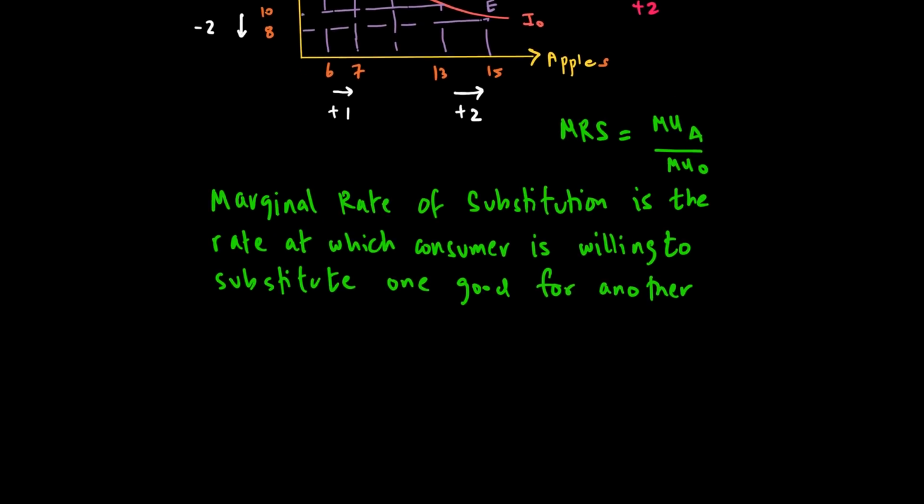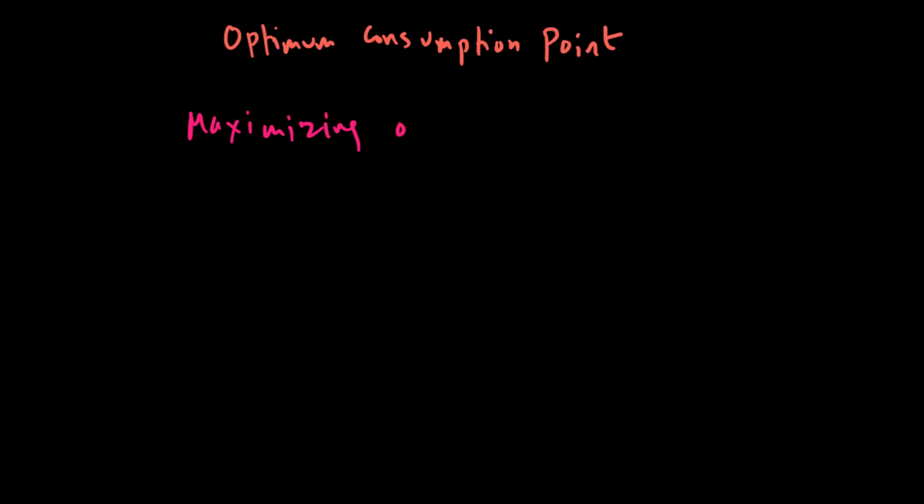We are now in a position to discuss what we call our optimum consumption point. Let me write this: optimum consumption point. This optimum consumption point is the same as us as a consumer maximizing our total utility from a given budget. So if I'm a consumer, my goal is to maximize my total utility from a given budget, and we say we can do that through our indifference curve.